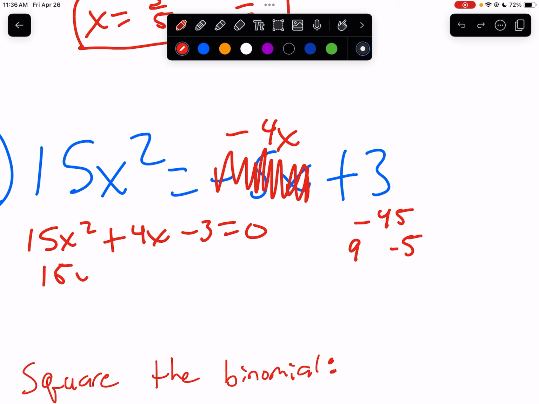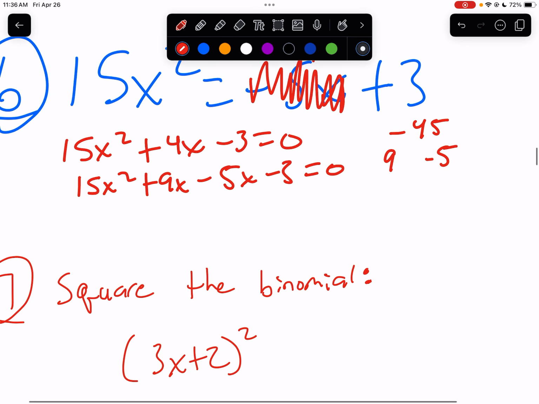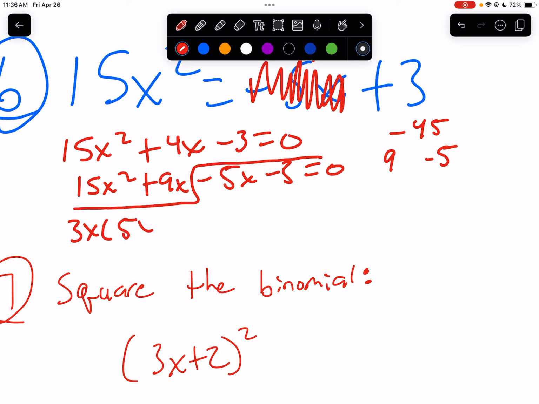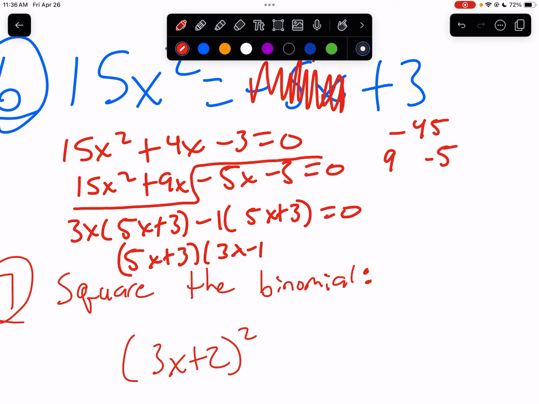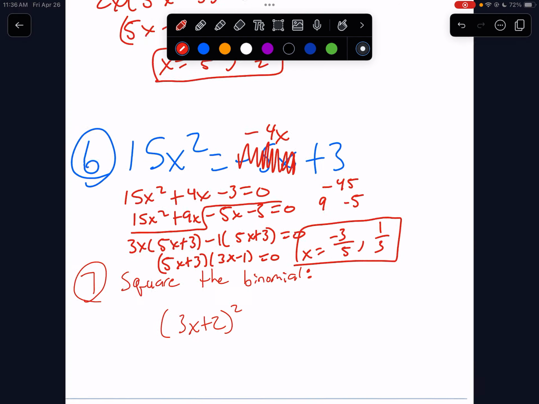That's not what we want. So we have 15x squared plus 9x minus 5x minus 3 equals 0. So we split it into two teams. I can pull a 3x out, leaving me with 5x plus 3. I can pull a negative 1 out, leaving me with 5x plus 3. So pull a 5x plus 3 out, and that leaves me with 3x minus 1. Solve that. Subtract 3, divide by 5, add 1, divide by 3. Got it. So that's the factoring by grouping.